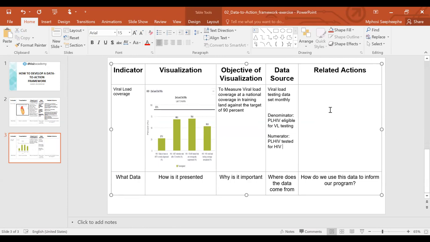And on the related actions, I think we didn't complete that because of time, but we believe that actions should be taken for facilities with coverage that is way below the target. And if you look at our visualization, specifically at viral load coverage, it is at 53.5. That is way below the expected 90% viral load coverage. So I think the concerned parties should take action to ensure that the coverage is good here.